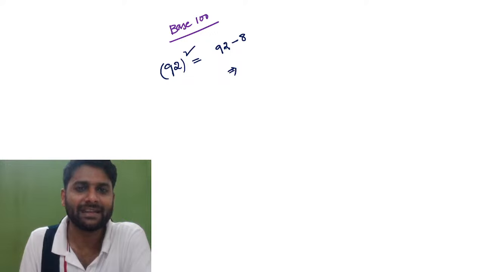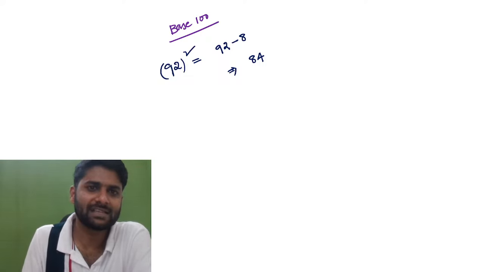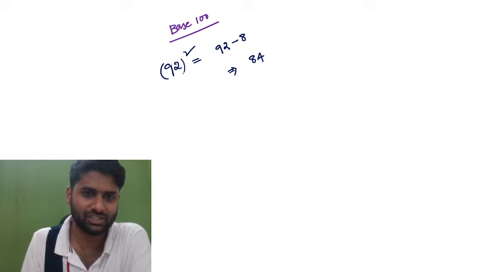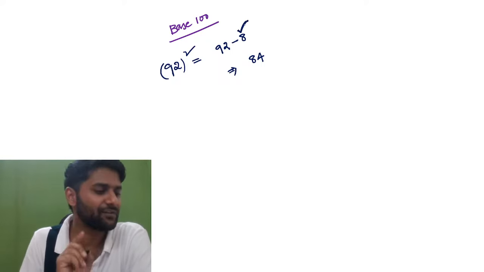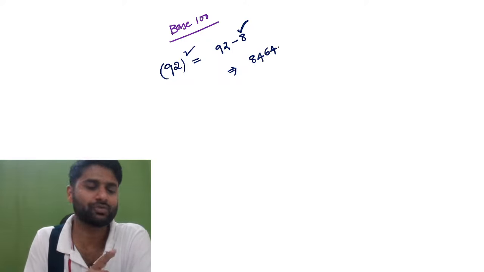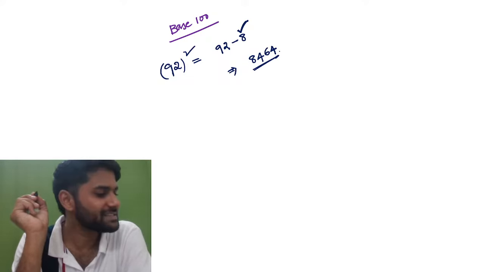Step 1: 92 minus 8 is equal to 84. Since we are subtracting 8, identify the square of 8. Square of 8 is exactly equal to 64. Now in this method you have to write only 2 digits. If you get 3 digits, the remaining should be a carry over. Now 92 square value is 8464.